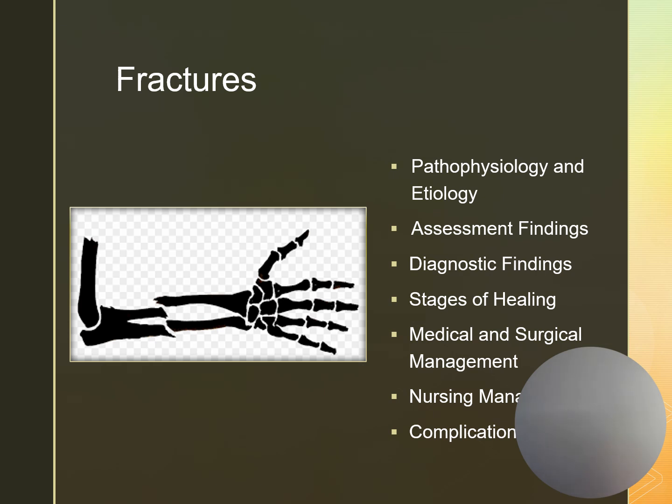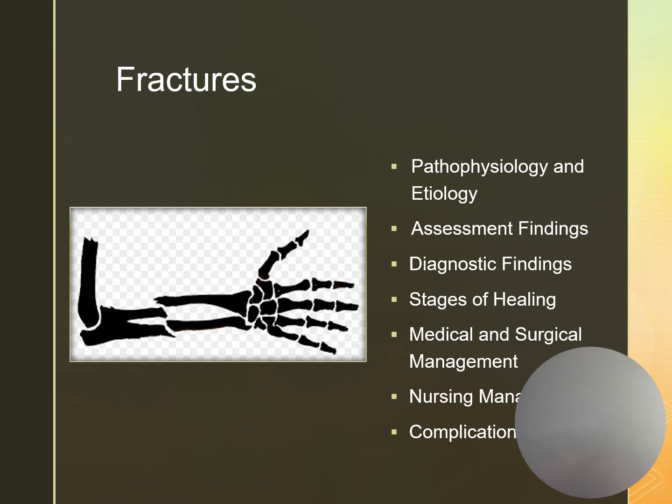A greenstick fracture, this one is commonly seen in children because their bones are not as hard as an adult's. So one side of the bone is bent and one side is broken. An impacted fracture is where that bone fragment is driven into another fragment of the bone. An oblique fracture is one that occurs at an angle across the bone. A pathologic fracture is the fracture that occurs without injury.